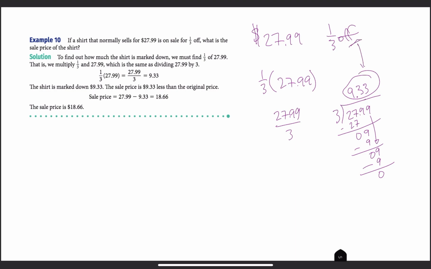That's my 1/3 off. So to find out what my actual price is, I've got to take this and I've got to subtract my discount. So $18.66 is what I can expect to pay for this shirt when it's on sale.